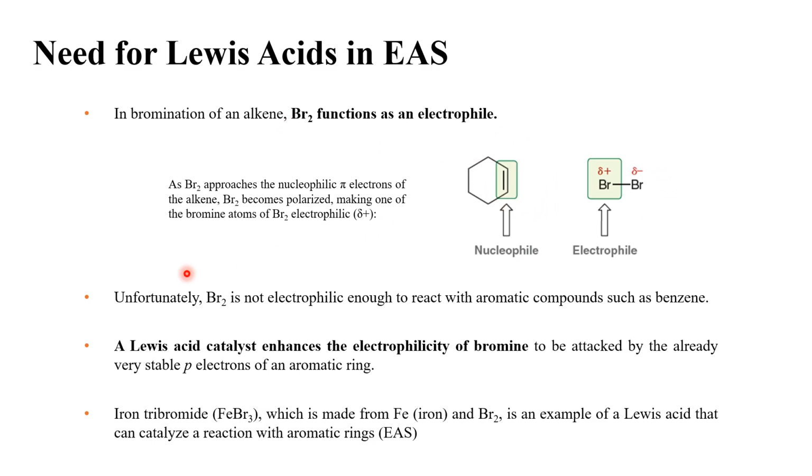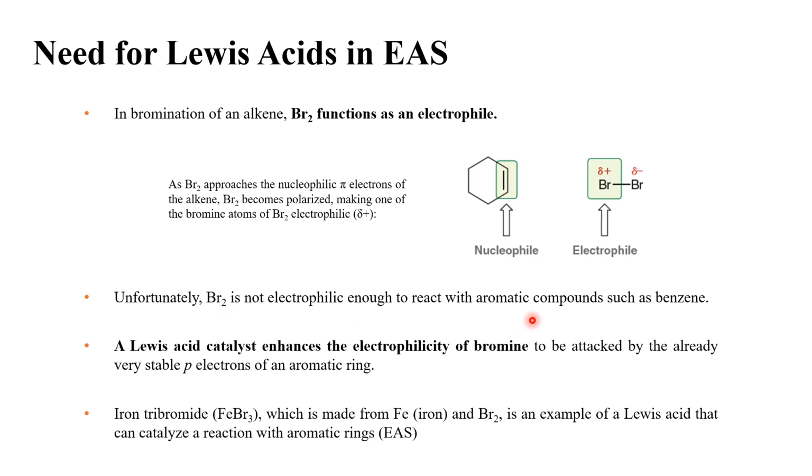We saw this. But unfortunately, Br2 is not electrophilic enough to react with aromatic compounds like benzene. It's just not powerful enough of an electrophile. So to amp it up, to make it more electrophilic, we need a Lewis acid catalyst. Because what the Lewis acid catalyst is going to do is enhance the electrophilicity of the bromine. It's going to make Br2 a better electrophile.